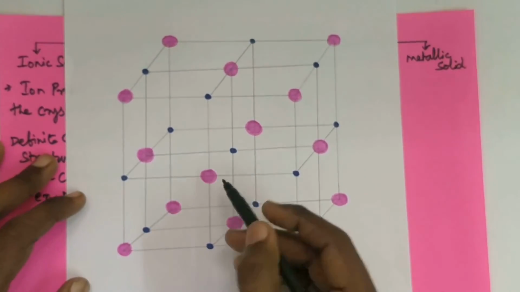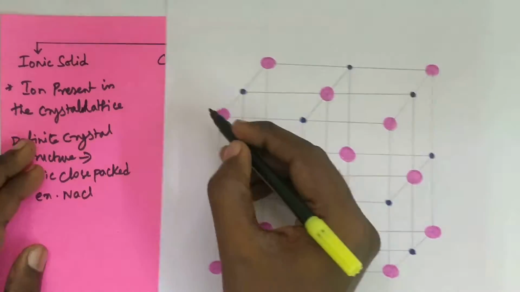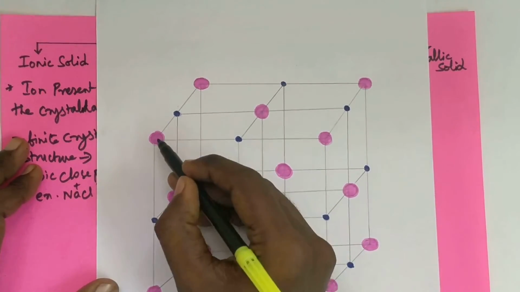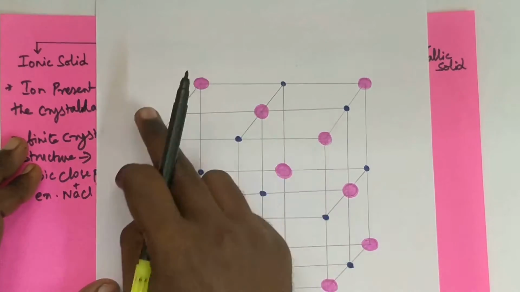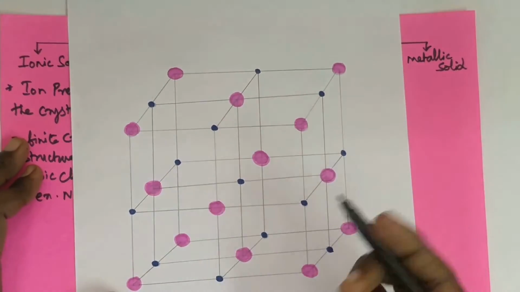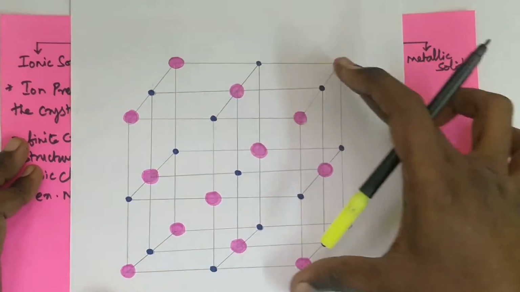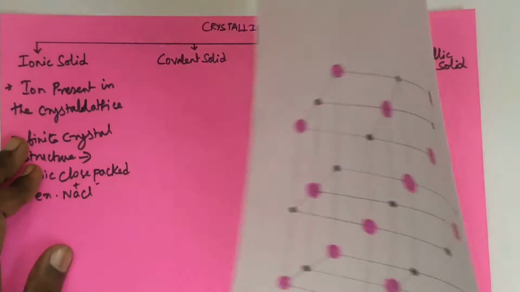In this NaCl structure, one is sodium, Na plus, and the other is chlorine, Cl minus. These cations and anions are held together by a strong force of attraction. These ions are in a closely packed arrangement. That's why sodium chloride crystals have a cubic close packed arrangement. It is an example of an ionic solid.